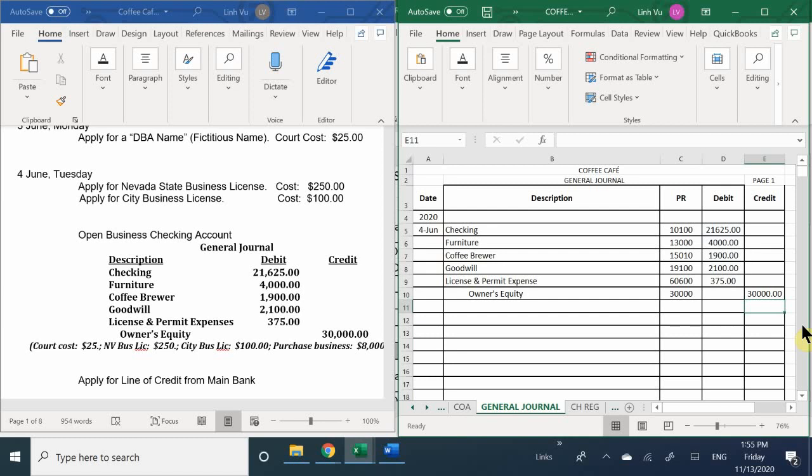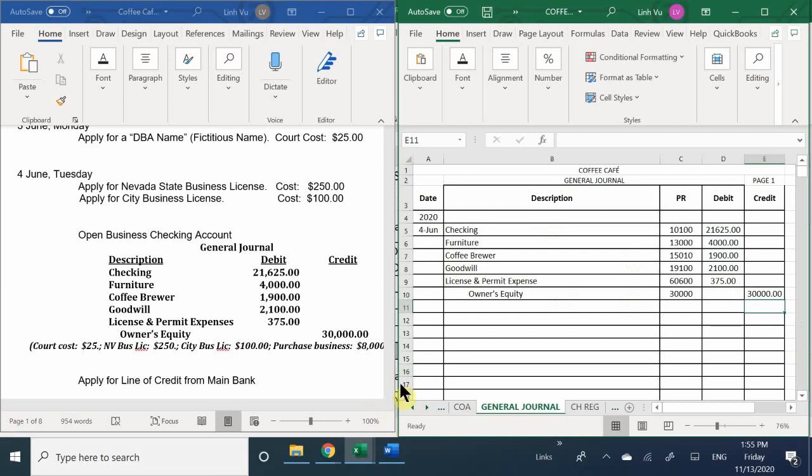And then now the last thing we need to do is add a piece of information. Well, what happened here? We opened a bank account. What is the license and permit expense for? Because the other purchases are pretty straightforward. Here we acquired furniture. Here we bought a coffee brewer. We also bought goodwill. You don't need to reiterate what you actually purchased, because because you're debiting, you acquired it. So there's no need to put detail into that.